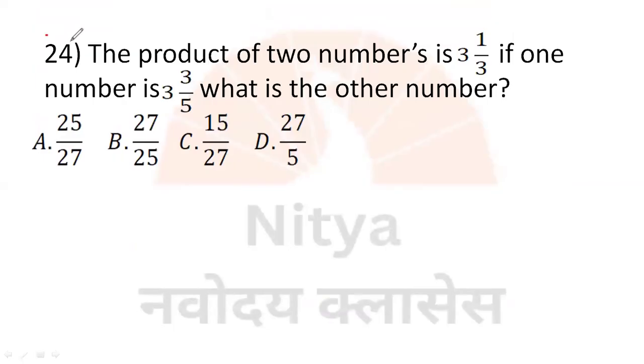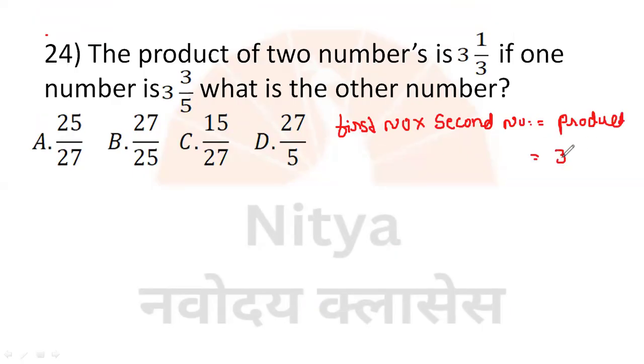24th. The product of two numbers is 3 and 1 by 3. If one number is 3 and 3 by 5, what is the other number? Okay. First number into second number equal to product. So the product of two numbers is 3 and 1 by 3. If one number is 3 and 3 by 5, you have to just put the values in the formula and you can take the second number. You have to find the second number, so you can take x or a question mark, whatever.